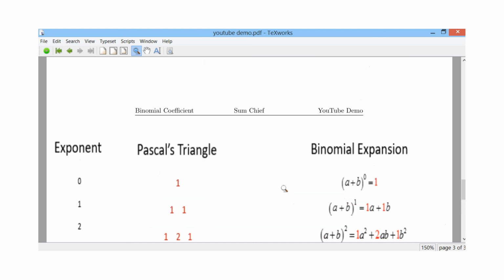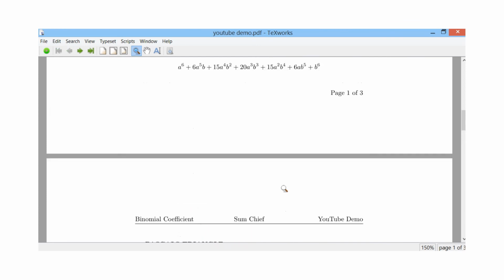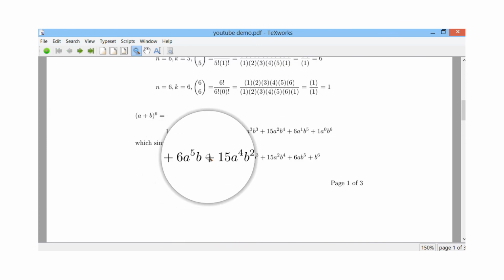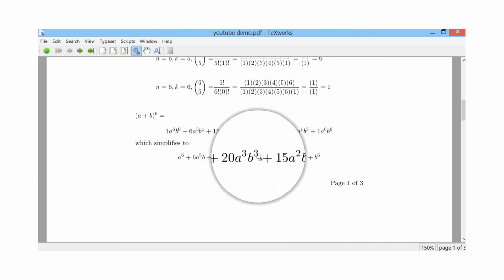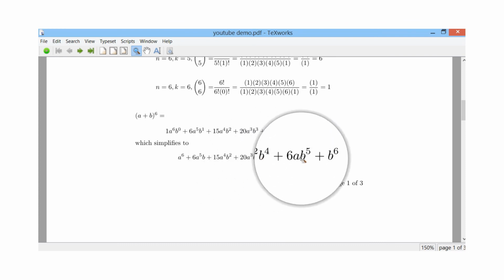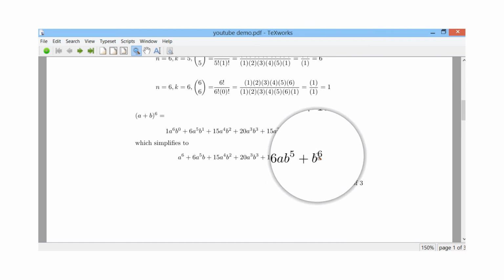Let's go back to the original one we did, and you'll see there, look, we got 6, so we got 5 and 1, 4 and 2, a to the 3 and b to the 3, a squared b to the 4, a and b to the 5, and b to the 6. Okay, so that's how we do binomial expansion.